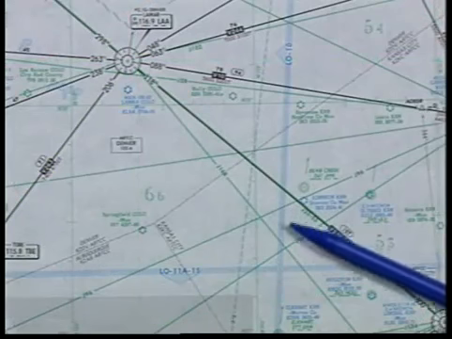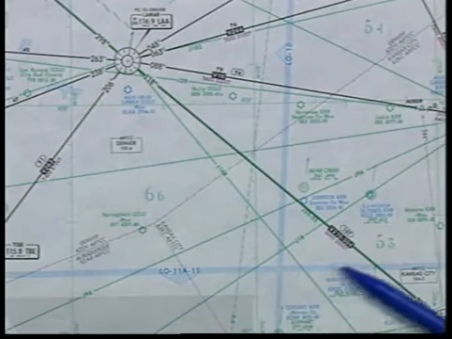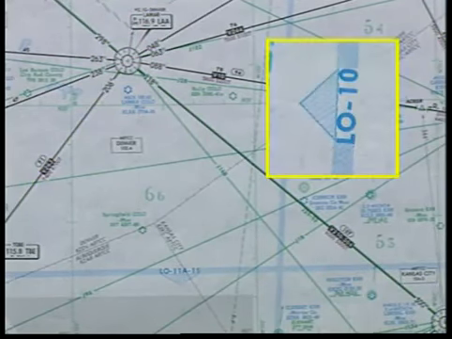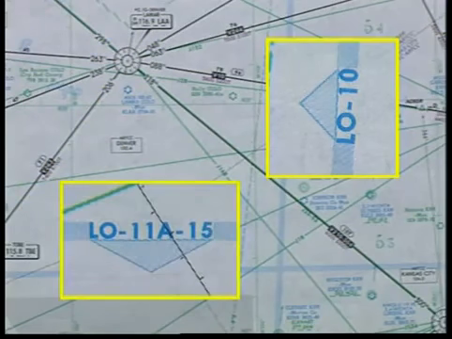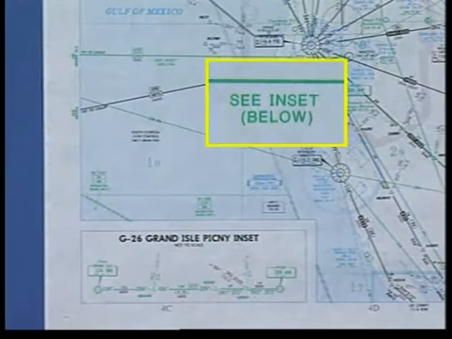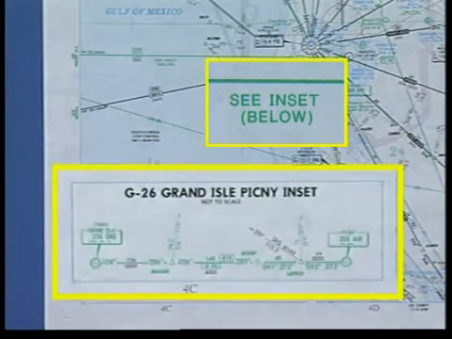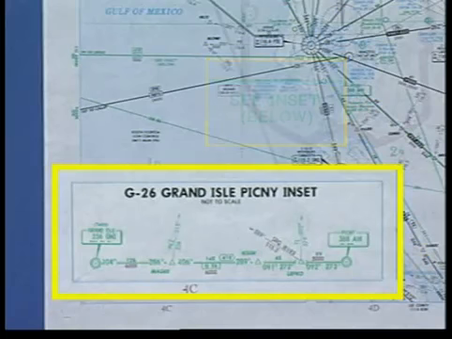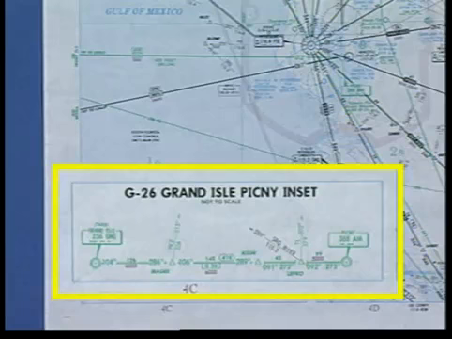Light blue bands portray areas where en route charts overlap one another. In this instance, the low 10 and low 11A and 15 represent the exact locations where those charts overlap this chart. This note refers to an area which is covered elsewhere in an inset. If the inset is on a different chart, it will be noted. In this case, the inset provides you with the en route data you need, covering an off-the-chart area over a body of water.